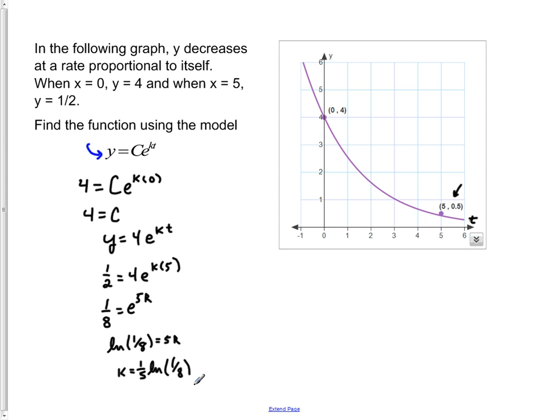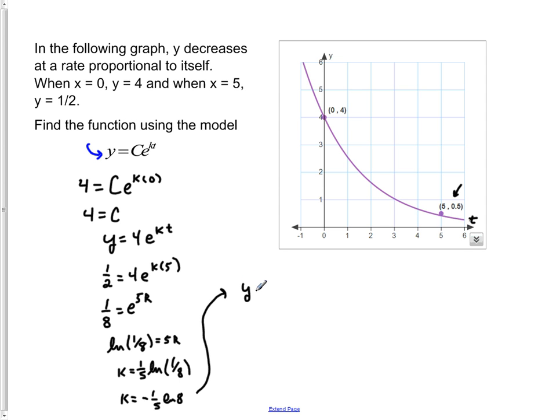Now, if you remember your properties of logarithms, another way of writing the natural log of 1/8 is like saying the natural log of 1 minus the natural log of 8. And of course, the natural log of 1 is 0. So k could also be expressed as negative 1/5 times the natural log of 8. And this is more likely the way that you would see it if you were ever to see this written. Kind of like I'm going to write it right now.